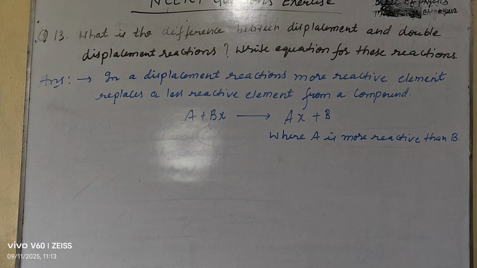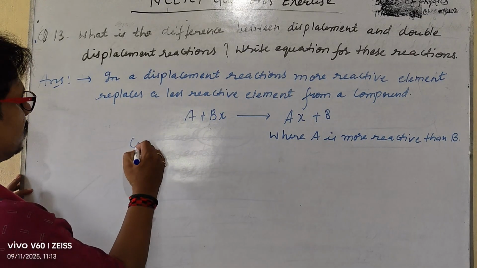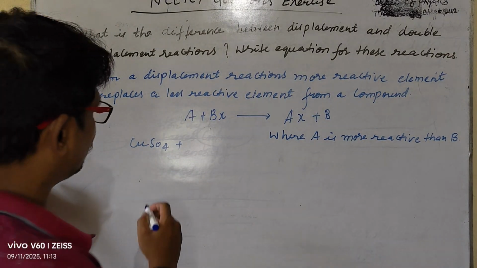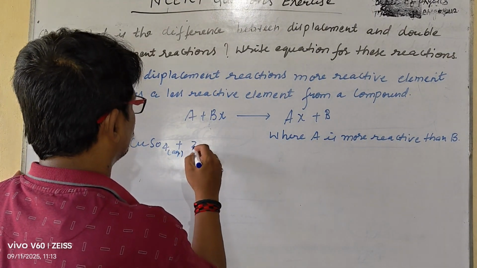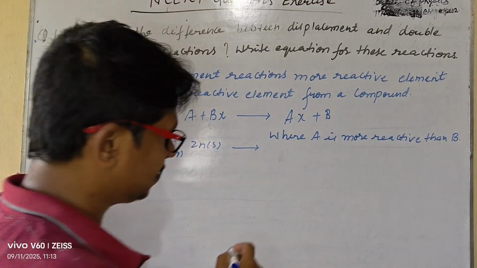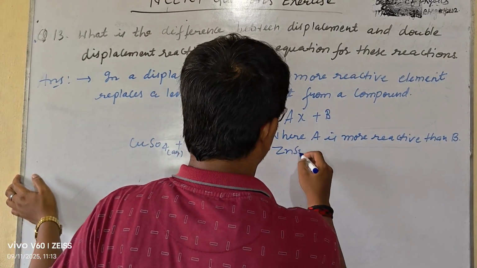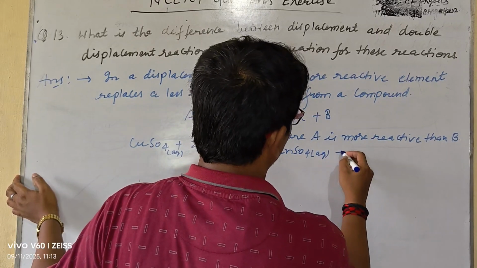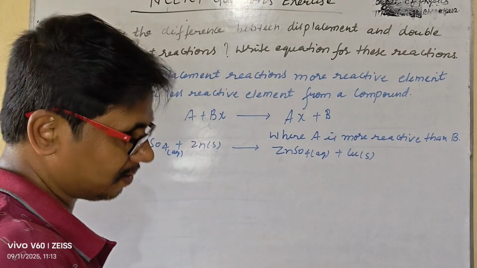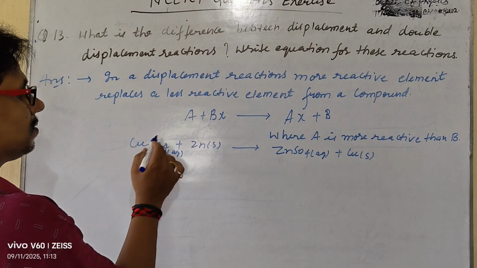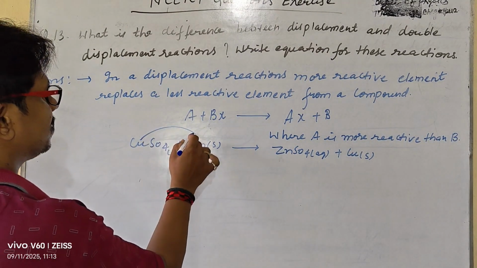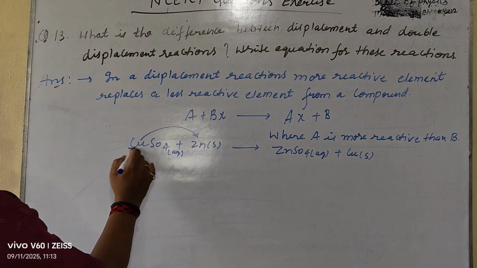Then you can see in a displacement reaction, CuSO4 plus Zn displaces and gives ZnSO4 aqueous plus Cu solid. So Cu in CuSO4 is displaced by Zn and it is free.